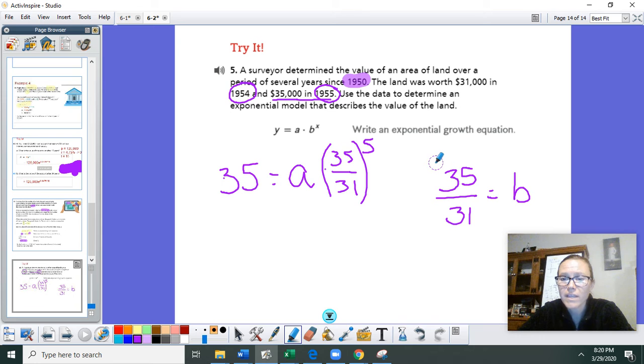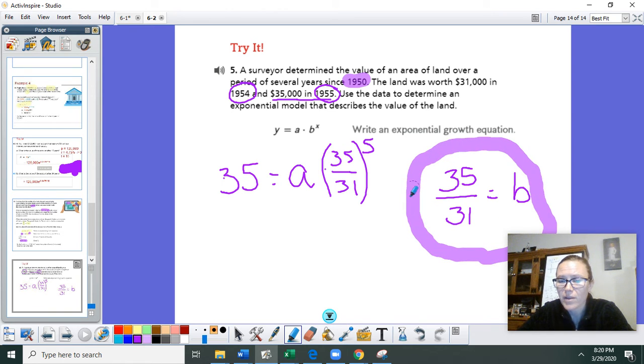So in order to get our growth factor, or our B value, we're going to take 35 divided by 31. Using that front-end estimation, we're in the thousands, but that will give us our B value. That slots into our equation right here. And then we have to pull that we're 5 years down the road in 1955, and that corresponds to a value of 35,000. Once you do this, you should be able to divide that 35 by 35 over 31 raised to the 5th.